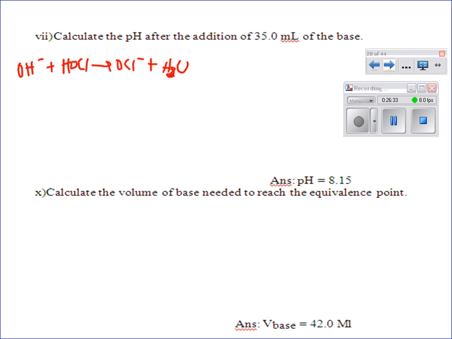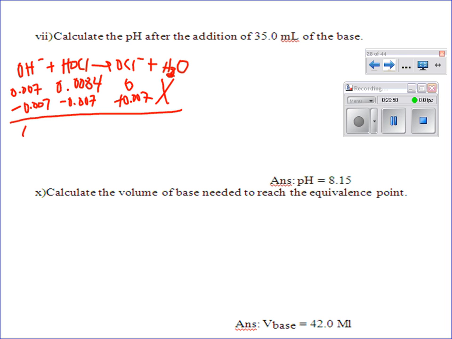What am I doing? Plus water. So this is 0.0084. What's the amount of moles of base? 0.035 times 0.2. Good. 0.0070. So now we lose. Acid's still holding on. Way to go, acid. 0.0014 and 0.007.